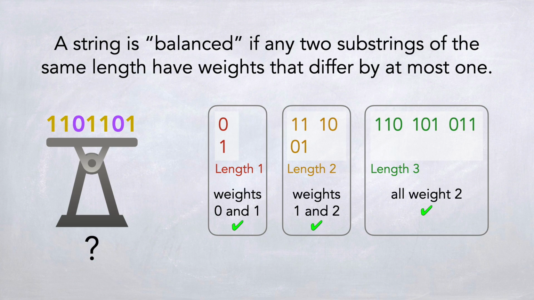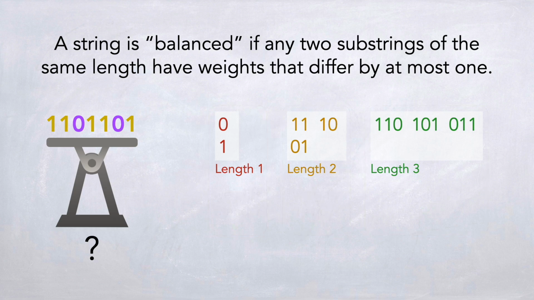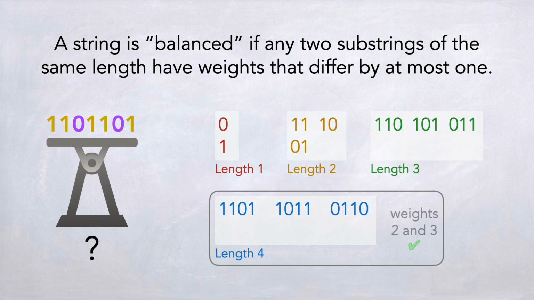To really be sure that the string on the left is balanced, you would need to look at all the substrings of length 4, 5, 6, and 7. I'll show length 4 on the screen, and you can test the longer substrings if you want. In the end, this string is balanced.